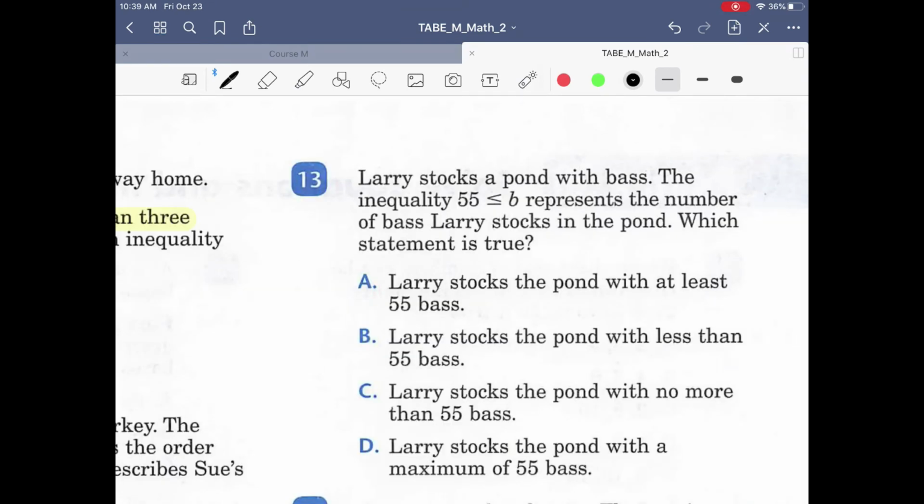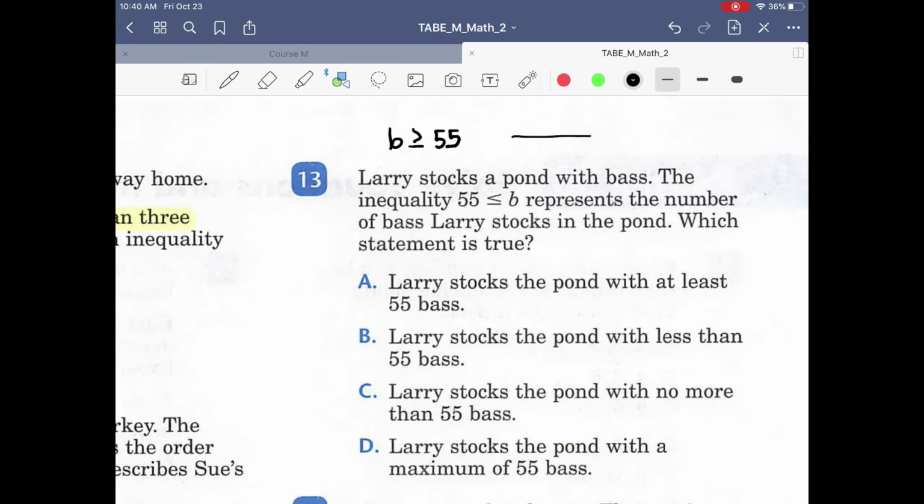Number 13. Larry stocks a pond with bass. The inequality 55 is less than or equal to B represents the number of bass Larry stocks in the pond. Which statement is true? Okay, to show you this one, first thing I'm going to do is standardize this form. So B is on the big side of the arrow. B is 55 or more.